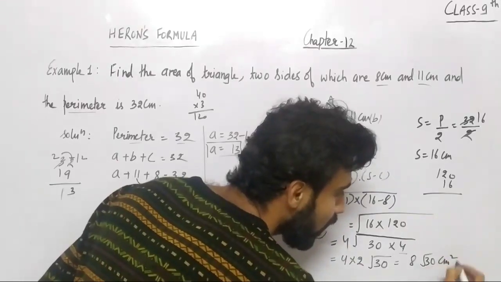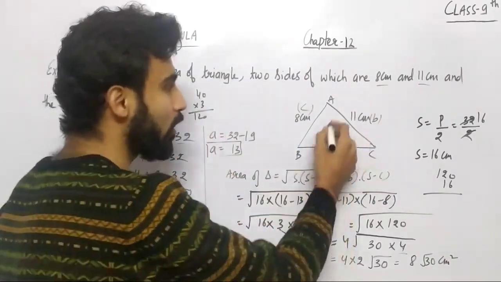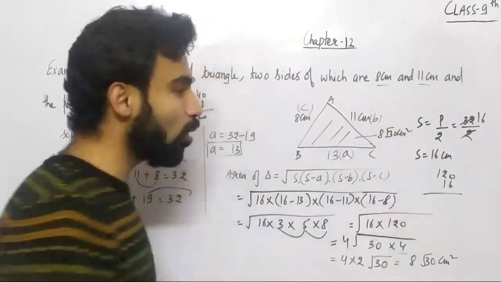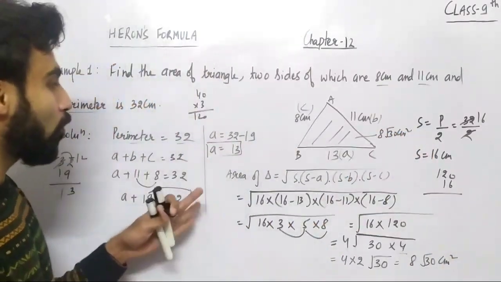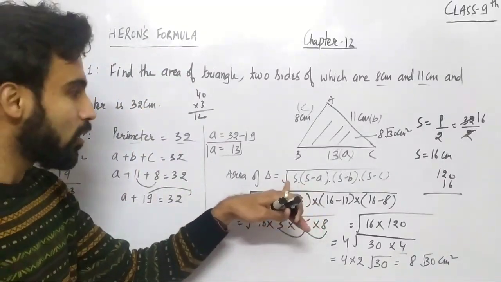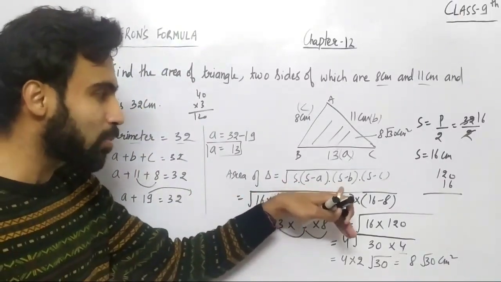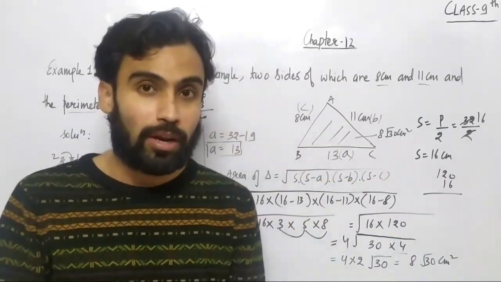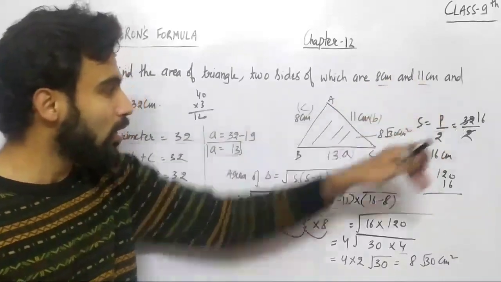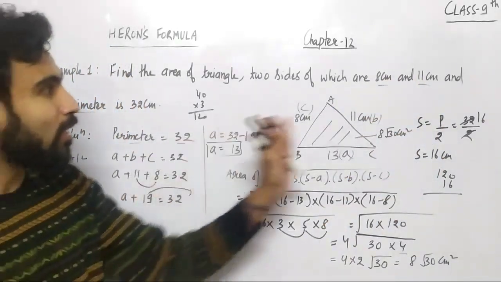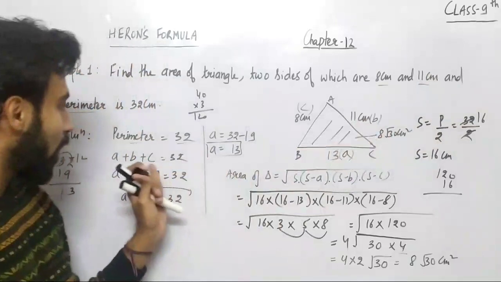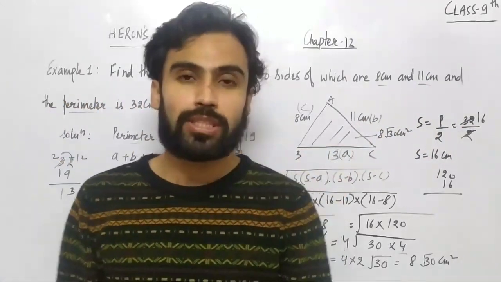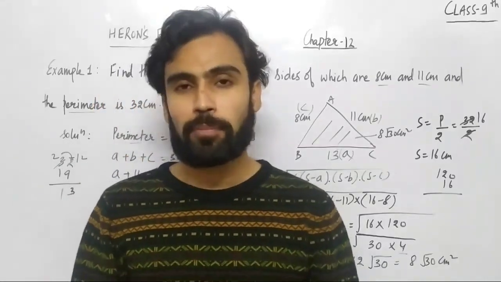So this is going to be the area of this triangle, which is 8 root 30 centimeter square. So you can see how we have applied the formula here, Heron's formula, that is square root of s into s minus a, s minus b, s minus c, and reached the area of the triangle. Now remember, if you know two sides, then by simply subtracting the sum of these two sides from the perimeter, you will get the third side here, right? So this is how you have to solve such type of questions here.